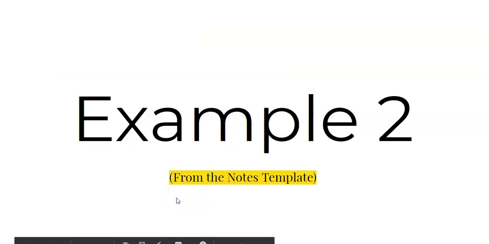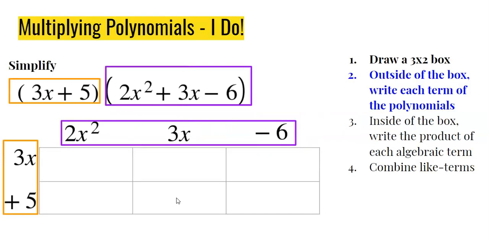So here's an example. Here's example 2 of your notes template. Given the expression 3x plus 5 multiplied by 2x squared plus 3x minus 6, what you're going to do first is write each term of the polynomials outside the box. You can see I'm kind of color coding here. I'm going to write my 2x squared, my positive 3x, my negative 6, and on the side I'm going to write my 3x plus 5.